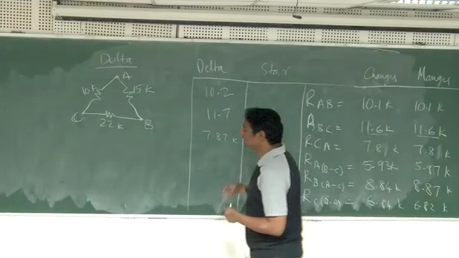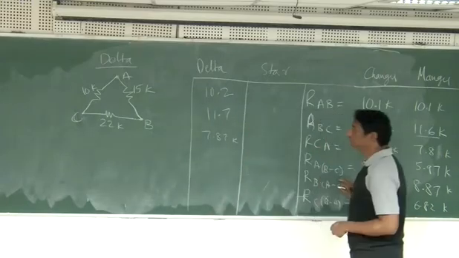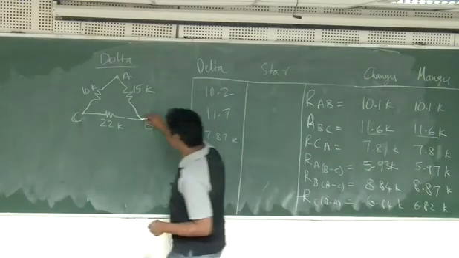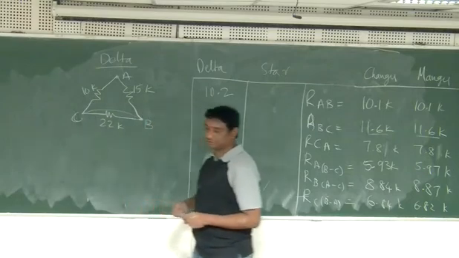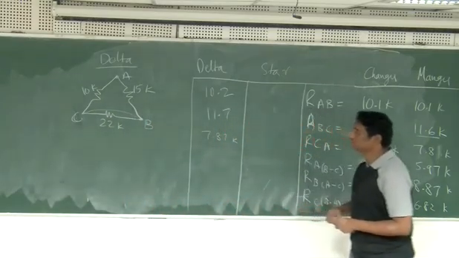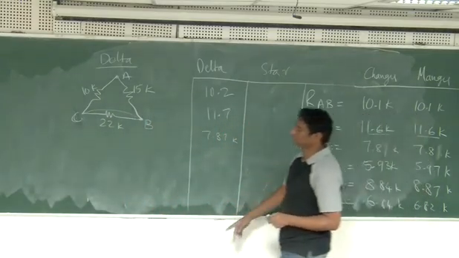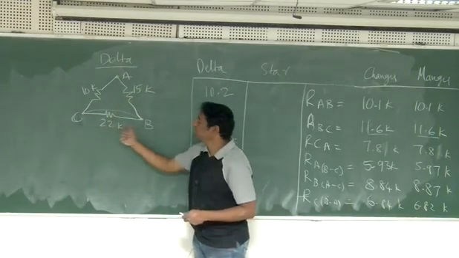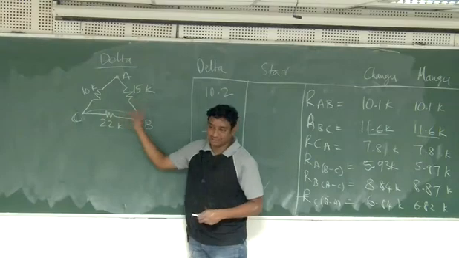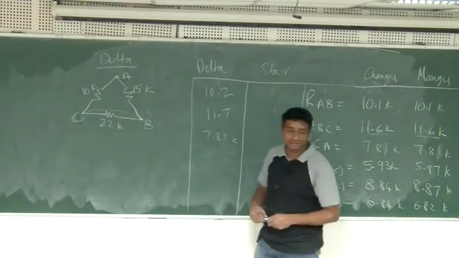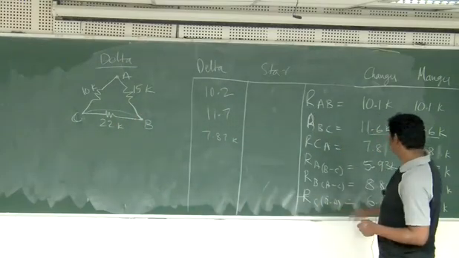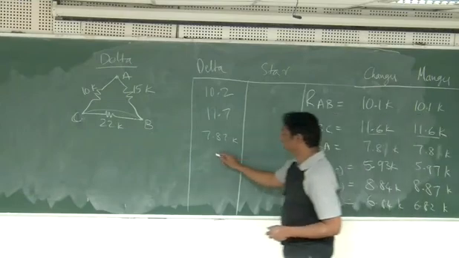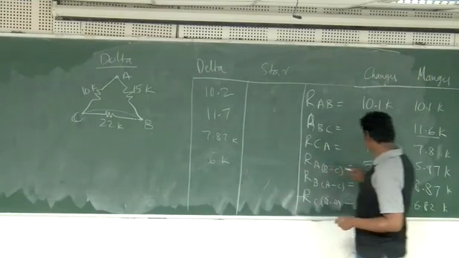You can even try the other case. See, BC short circuited. If I short circuit BC, what will happen? So what is RAC? These two are in parallel, so 10 into 15 by 25. How much is that? 6. Here we are getting 5.93.